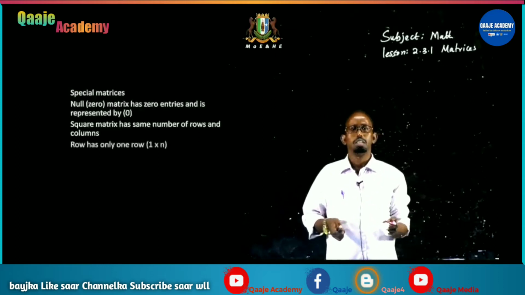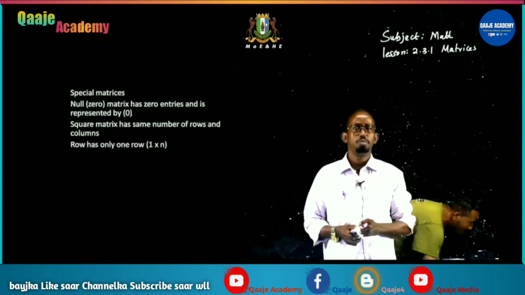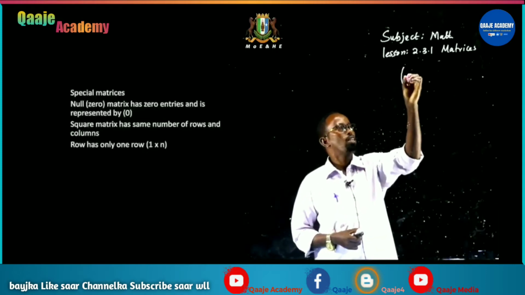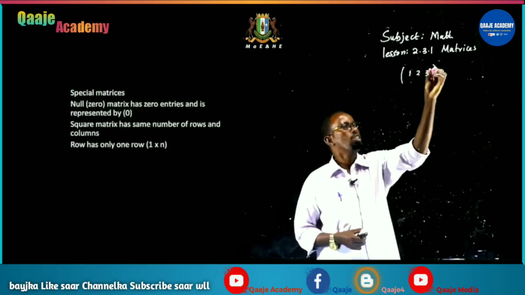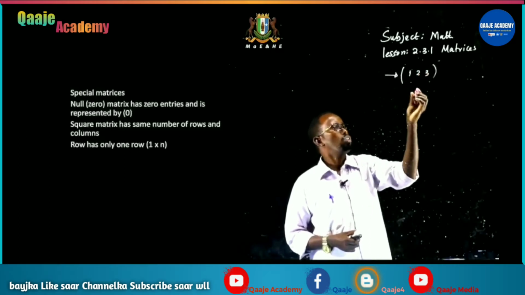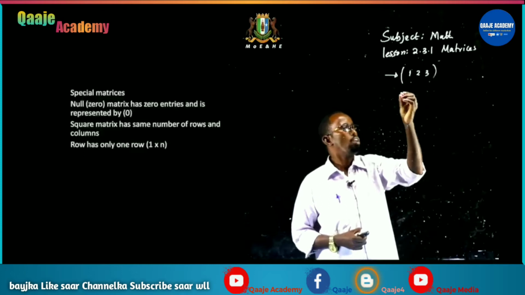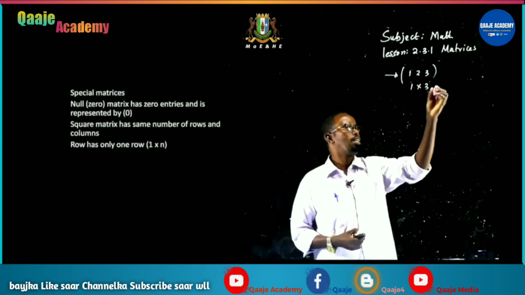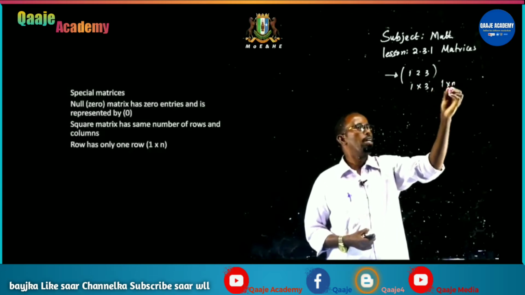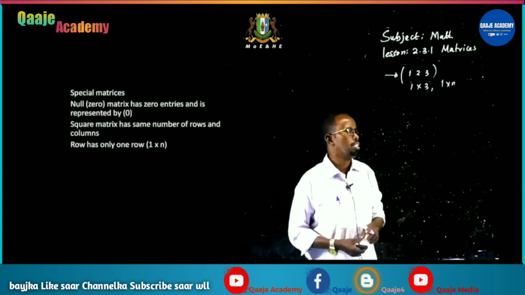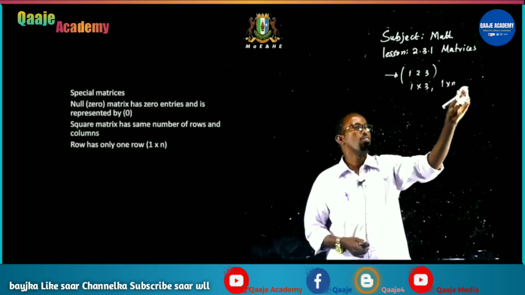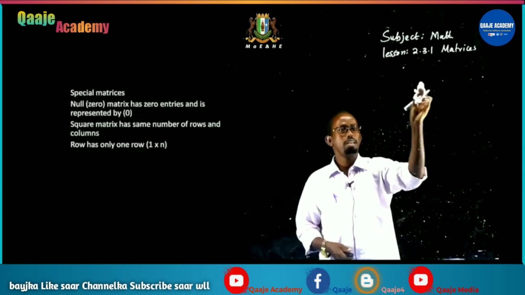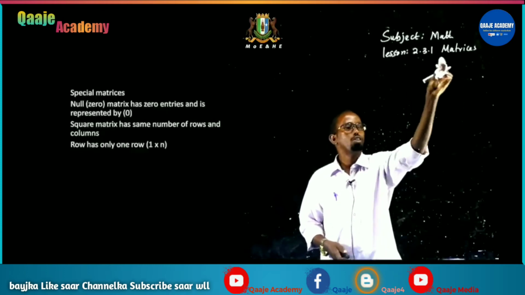Next, row matrix. A row matrix has only one row, like this: 1, 2, 3. This one has one row, and its order is 1x3. But generally a row matrix has order 1 x n, where n is the number of columns. This is the general formula for the row matrix.